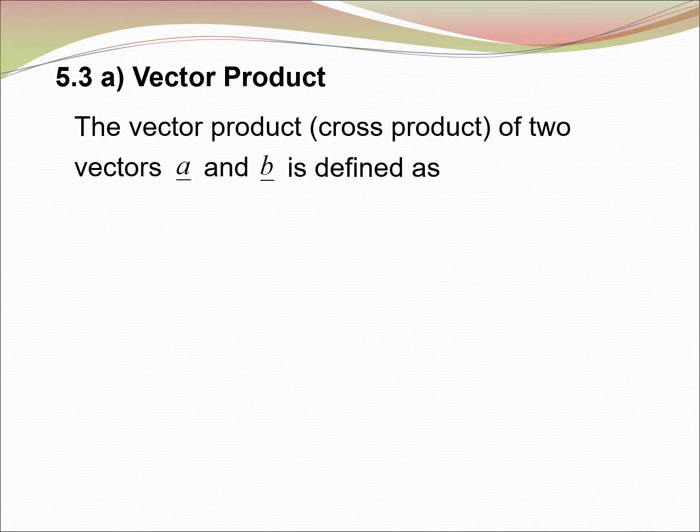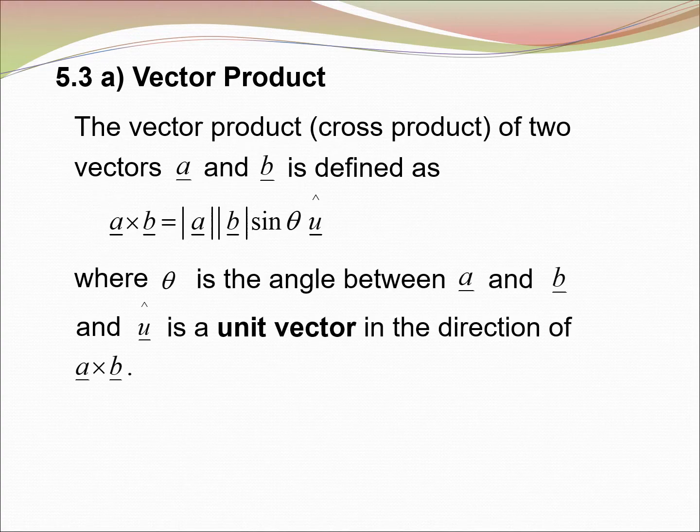Vector product. The vector product or cross product of two vectors A and B is defined as A cross B equal to magnitude A, magnitude B, sine theta, times vector U, where theta is the angle between vector A and B, and U is the unit vector in the direction of A cross B.